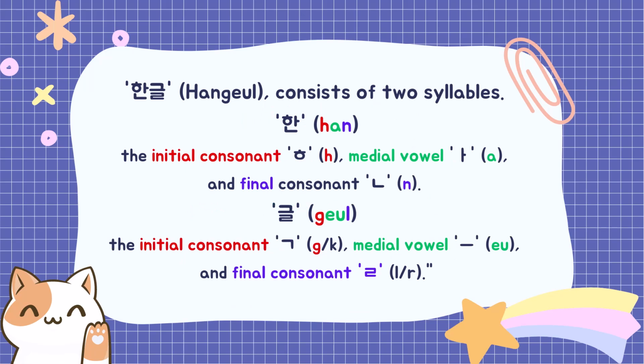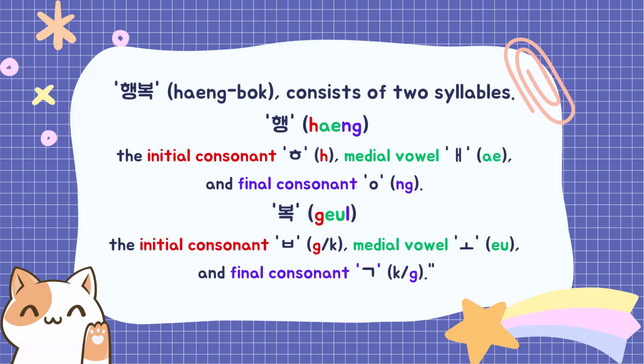행복. Consists of two syllables. 행: the initial consonant 히읗, medial vowel 에, and final consonant 이응. 복: the initial consonant 비읍, medial vowel 오, and final consonant 기역.